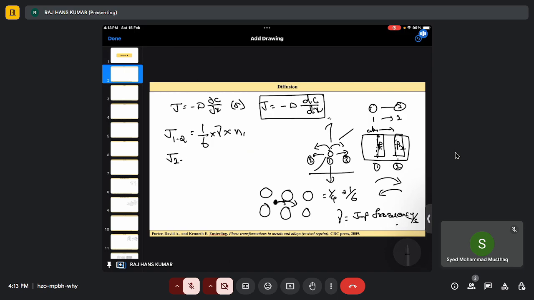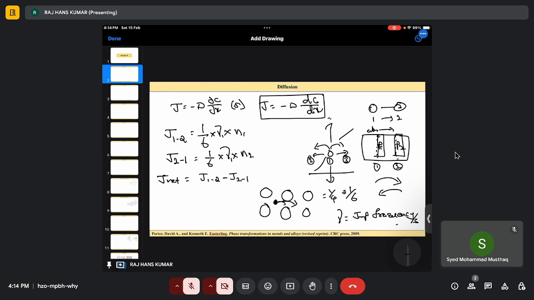Now, jumping from 2 to 1. Again the same 1 by 6 times successful jump frequency times n2. Let's say jump frequency is 1 and 2. Okay, now the net flux. Suppose the movement of atoms is from plane 1 to plane 2, then the net flux will be equal to J12 minus J21. Okay.